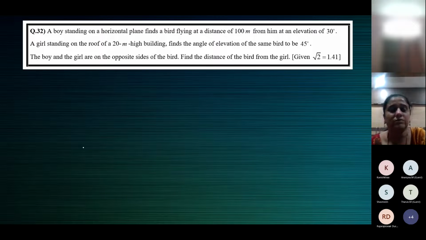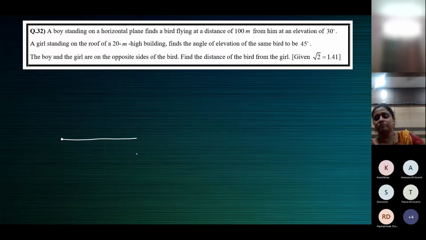All right. The figure will be something like this. A boy is standing on a horizontal plane. So the height of the boy is not given. That's it. So he's standing here. From here, the elevation is measured. A boy standing on a horizontal plane finds a bird flying. Shreyas, can you take a picture of your answer and share it on WhatsApp with me? Yes, ma'am. Yeah, do it right away.